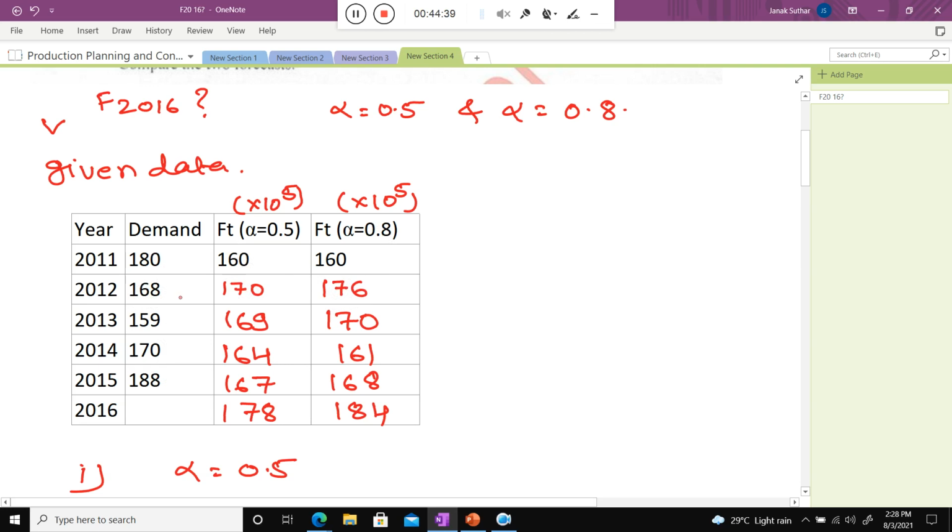So that is everything. If I use alpha equal to 0.5, that is better compared to 0.8, but that is only for this particular problem. That is why we need to apply a trial and error approach. We cannot say alpha 0.5 is always better compared to 0.8. It may vary from problem to problem.